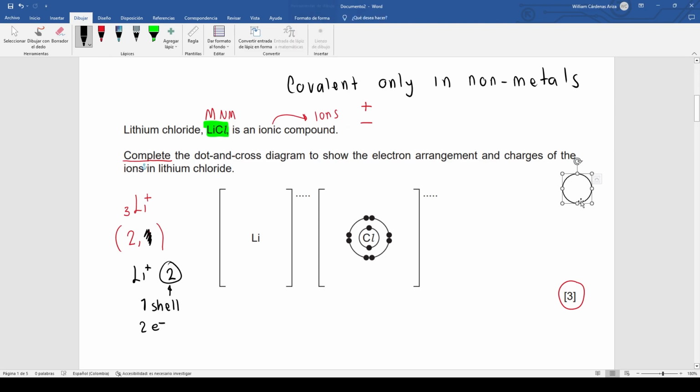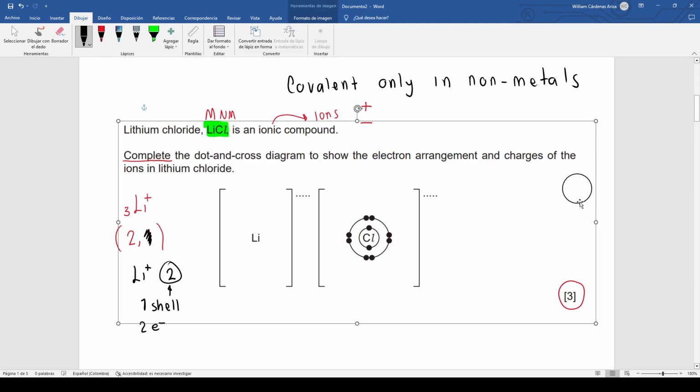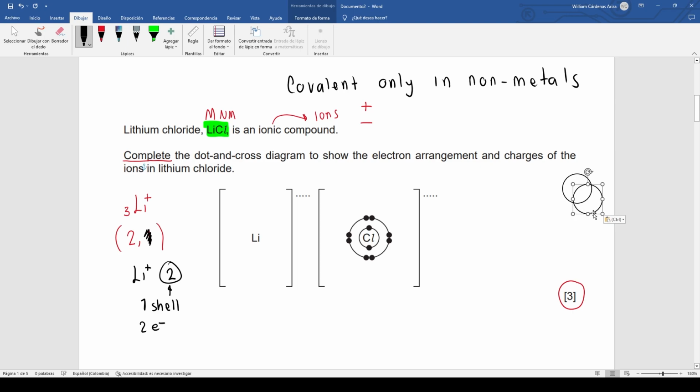So let's try to draw the shell here. And you will need to put 2 electrons in that shell. Now, remember that you had one extra electron here. So that electron is the one that is going to be stolen by chlorine because it is more electronegative.